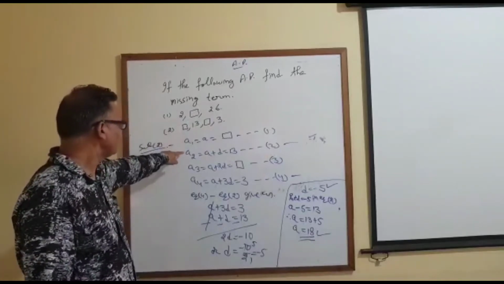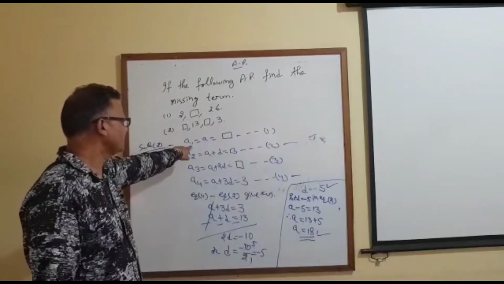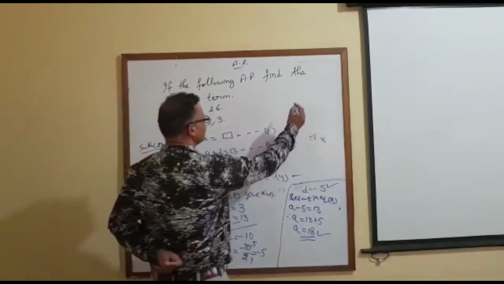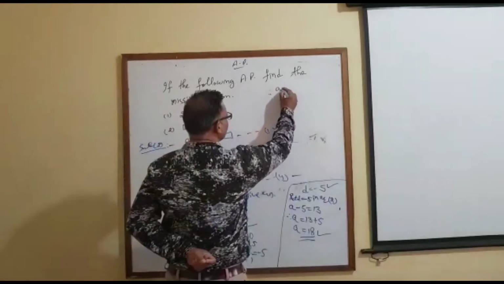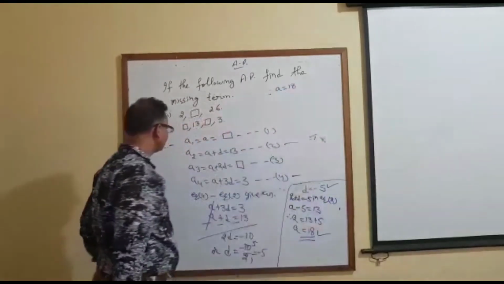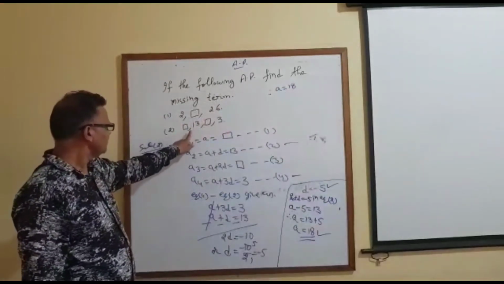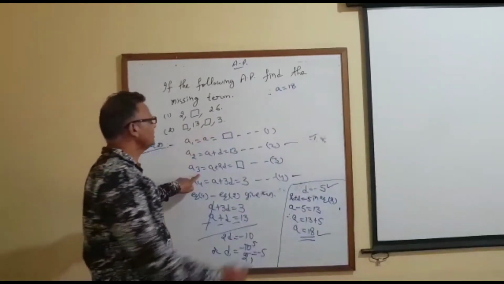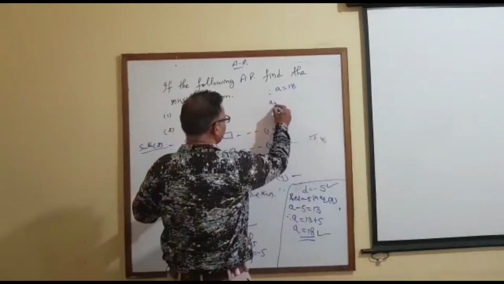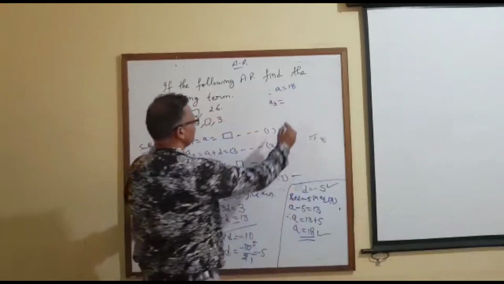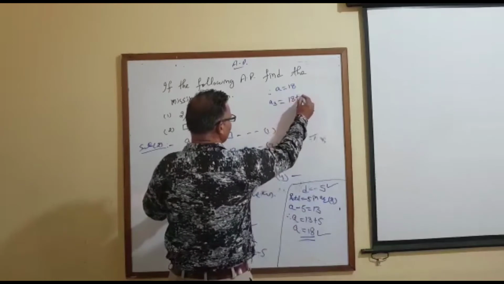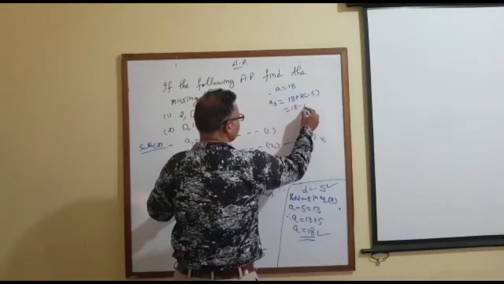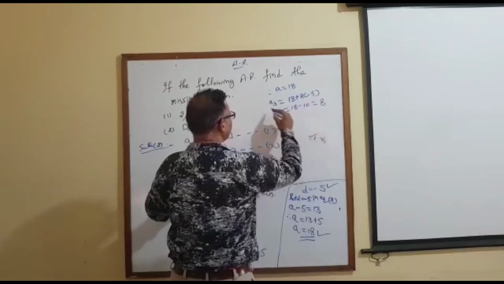First of all, we fill the first block, A1, that is A. How much do we get? That is 18. Next, A2, A3. The value of A3 we have to find out now. A3 is equal to A plus 2D. A is 18 plus 2, D is minus 5. So 18 minus 10, we get 8.